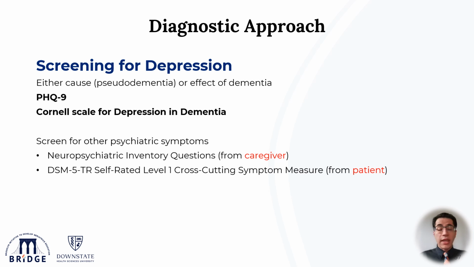Screening for depression, I cannot emphasize enough how important this one is, because pseudodementia is not uncommon in this population. You can use the PHQ-9 or the Cornell scale for depression in dementia. You should also screen for other neuropsychiatric symptoms using either the Neuropsychiatric Inventory or the DSM-5 self-rated level 1 cross-cutting symptom measure, which the patient can fill out on their own.